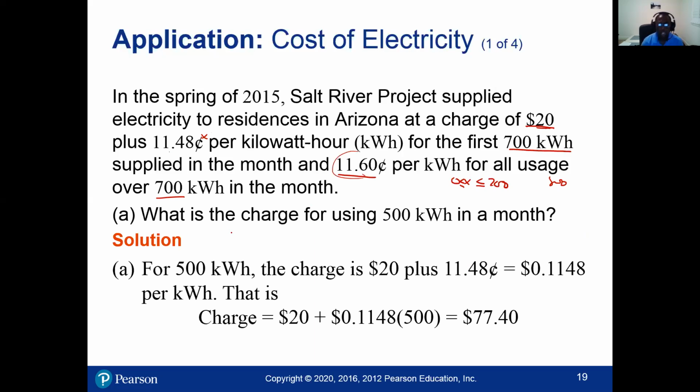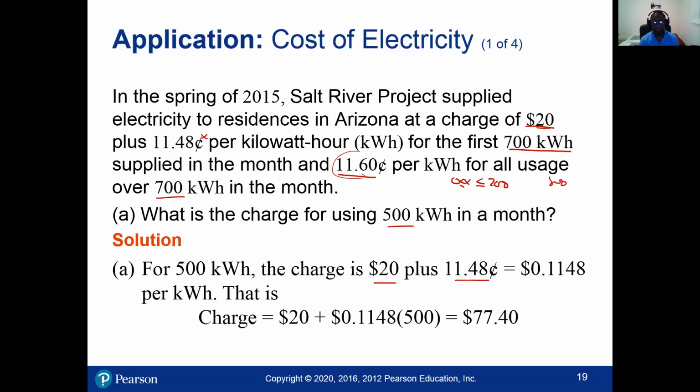Okay, so let's look at the following. What is the charge for using 500 kilowatt hours in a month? So if I use 500, how much will my bill be? Well, because 500 is less than 700, the charge will be $20 plus this. Now you have to convert it, excuse me, that's in cents. So to dollars, it is what?